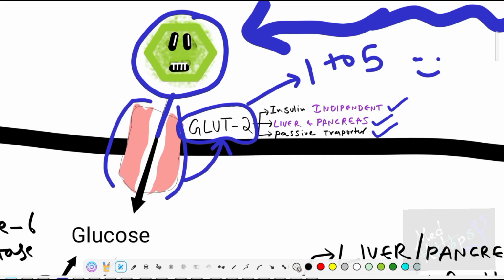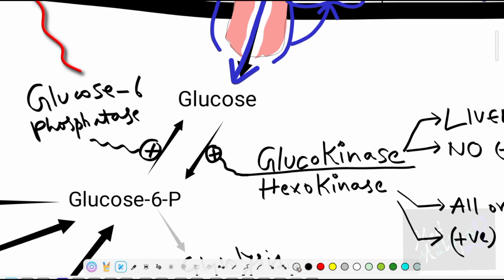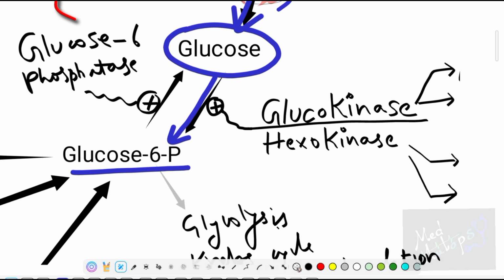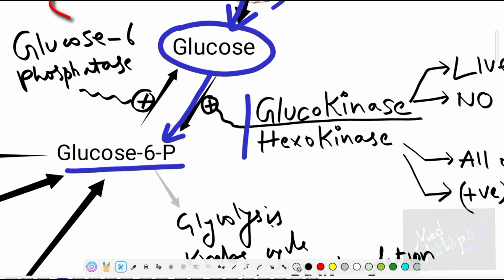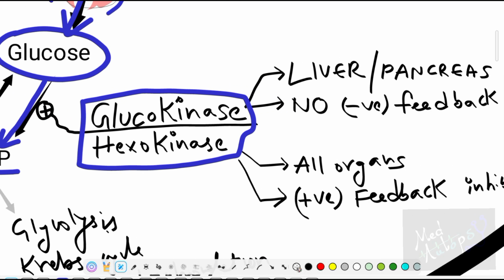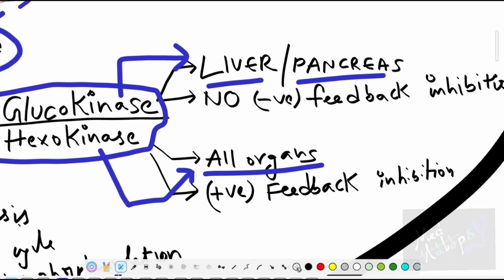Once our glucose molecule is absorbed into the liver, there is a conversion of this glucose molecule into its product, that is glucose 6-phosphate. The enzymes responsible for attaching phosphate to the glucose are glucokinase and hexokinase. We don't have both enzymes in the liver. We only have glucokinase in the liver and pancreas, and we have hexokinase in all other organs.